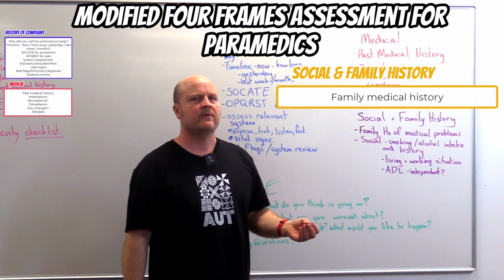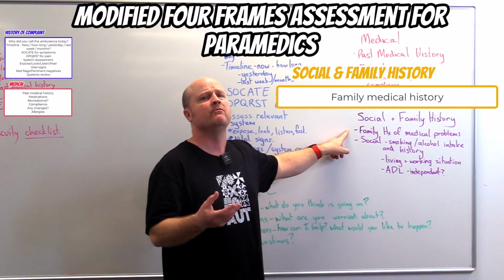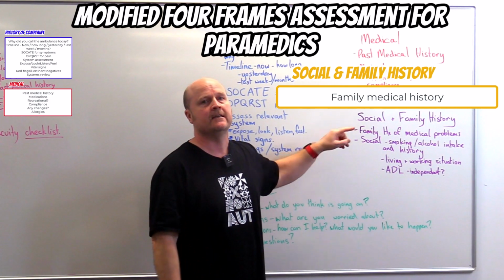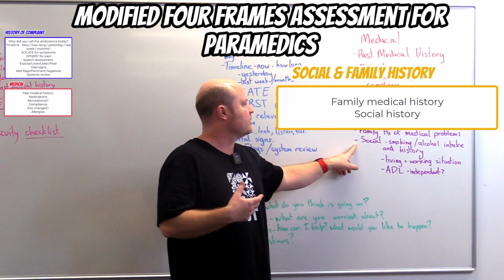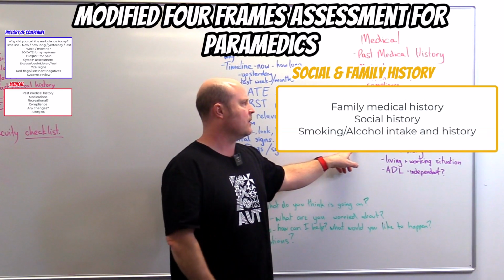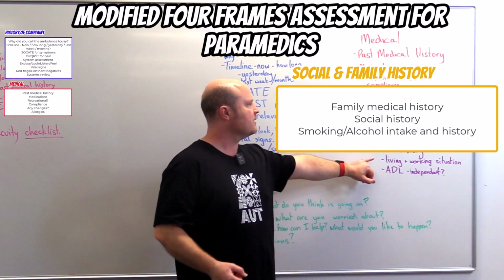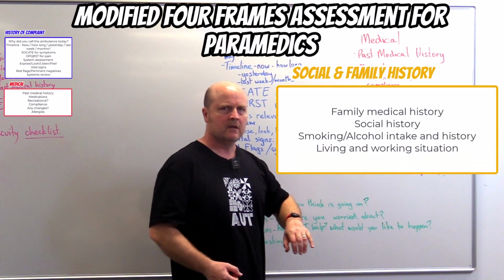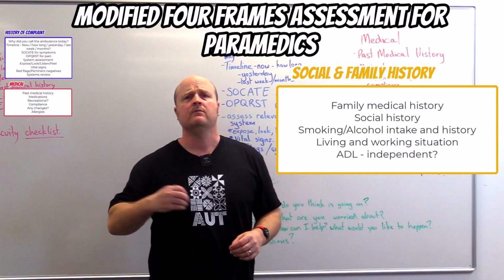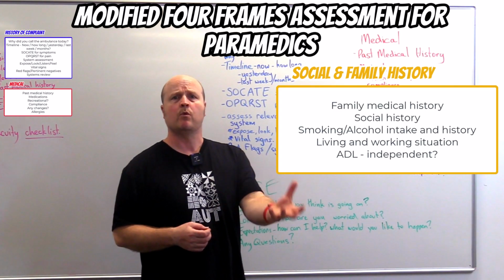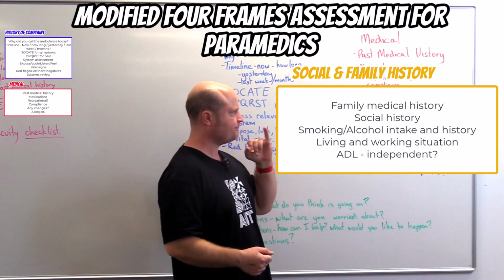So does their family have a history of medical problems, and what are they? Could they be related to how our patient is presenting now? And then for social history, we want to look into their smoking and alcohol intake, and also their smoking and alcohol history, their living and working situation, and their activities of daily living. Are they independent with their activities of daily living? Do they require assistance? And what does their typical day look like?